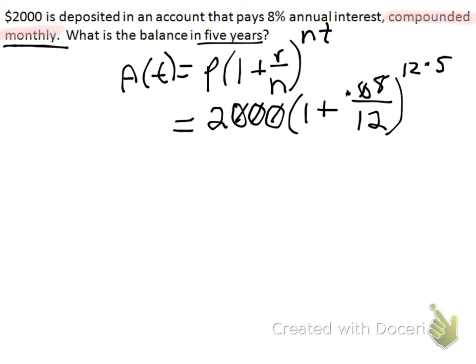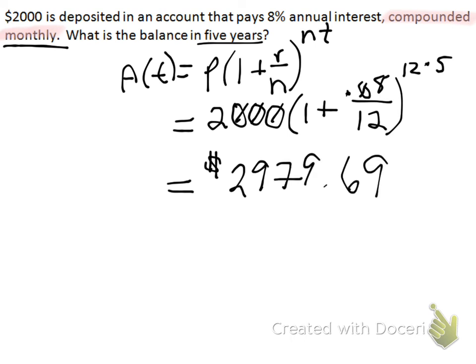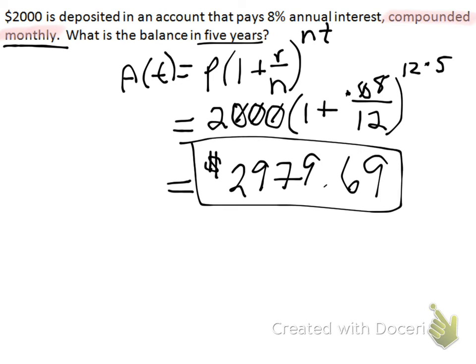And it'll be 60. So if you plug all of this into your calculator, you would get that the balance in this account would be $29,797.69. And that's it, you guys.